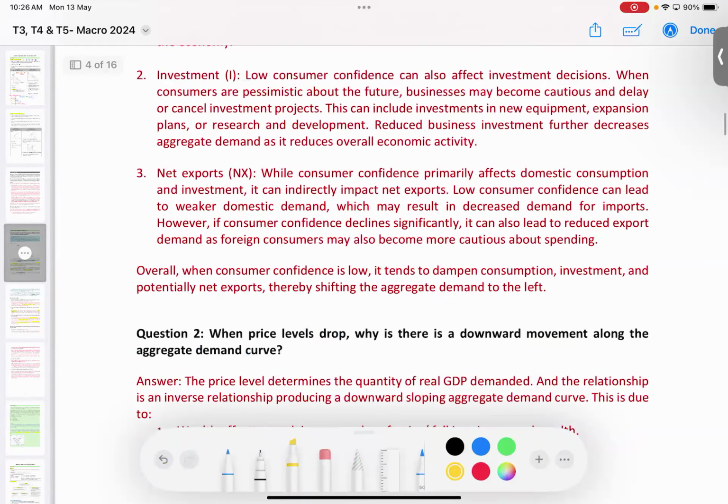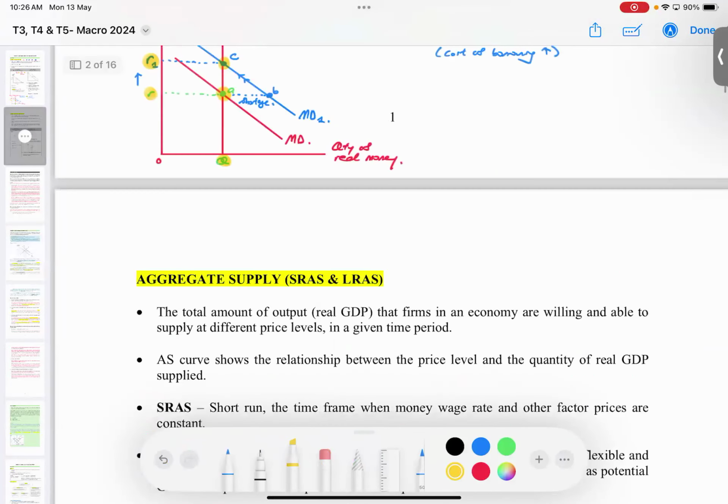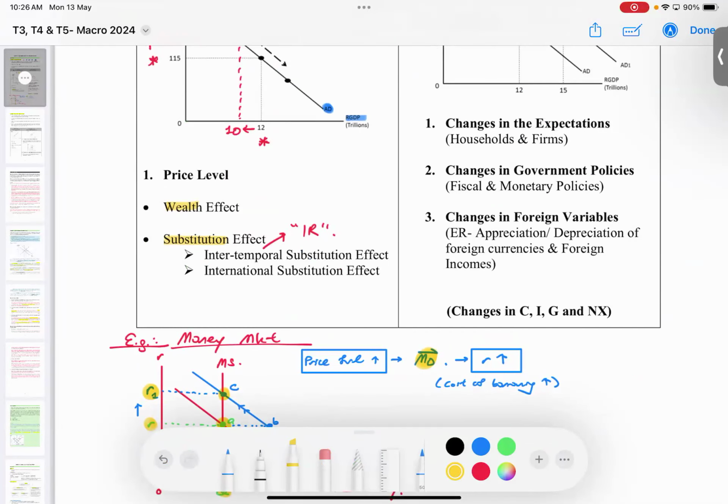Okay, the next one is called international substitution effects. When you look into international substitution effects, that means you compare between local goods and foreign products. For example, when the price level becomes higher, that means local items become more expensive. When the local items become more expensive, local people will not want to buy the products. At the same time, foreigners will not buy as well. Therefore, that reduces the quantity of real GDP demanded.